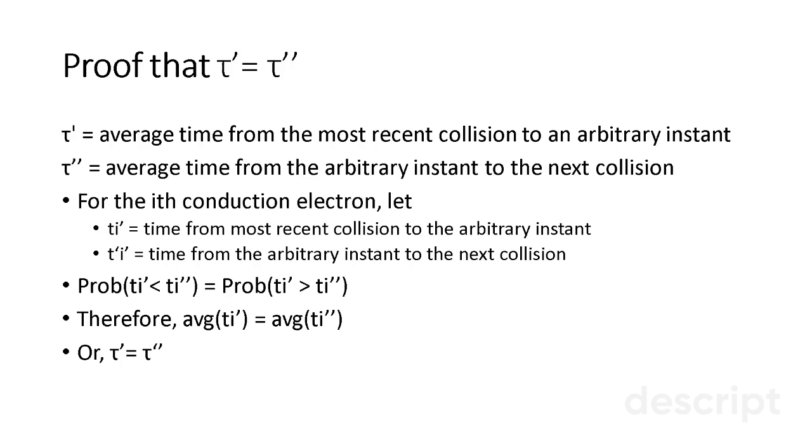The probability that Ti prime is less than Ti double prime is equal to the probability that Ti prime is greater than Ti double prime. Therefore, the average value of Ti prime is equal to the average value of Ti double prime. Or, since the average of Ti prime is tau prime and the average of Ti double prime is tau double prime, therefore tau prime equals tau double prime.